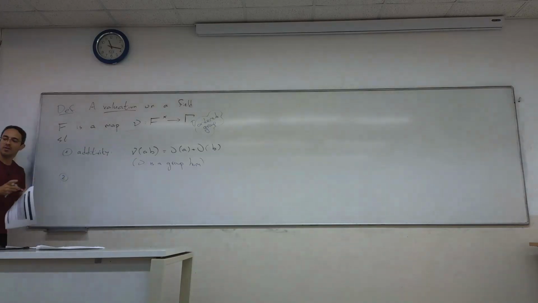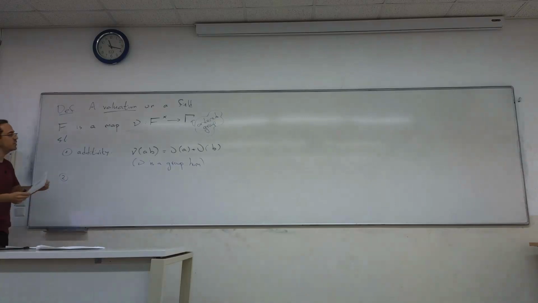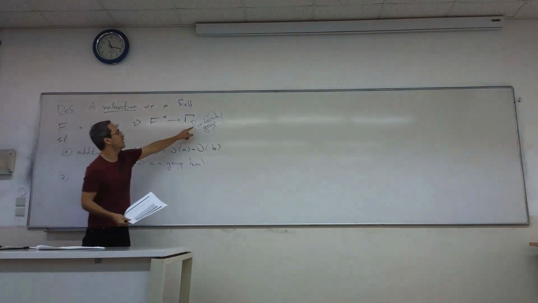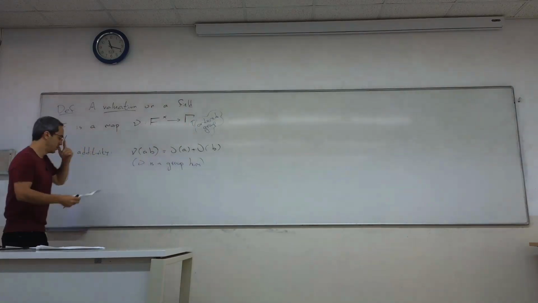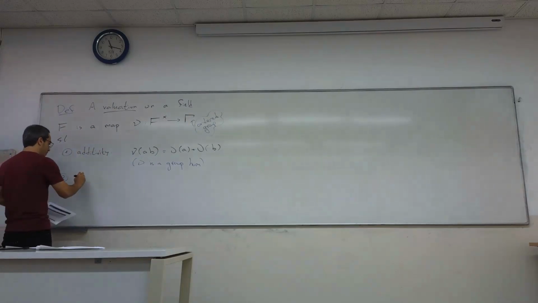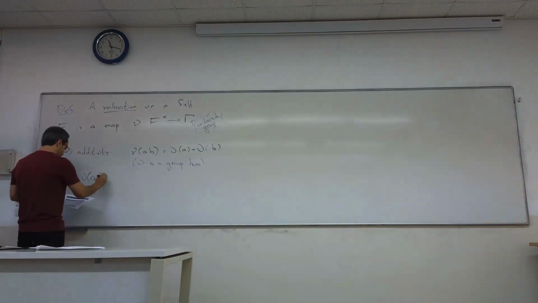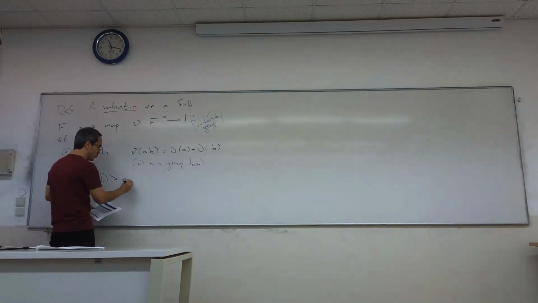And the other thing that happened was the inequality. Remember the inequality that was there? And for that inequality, you need this to be an ordered group. So you want that V of A plus B is at least the minimum between the two.